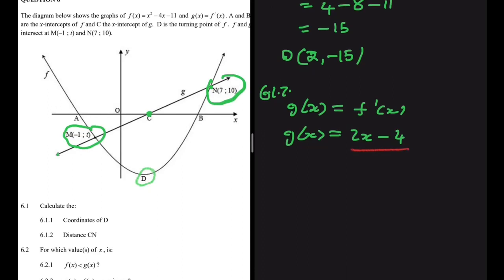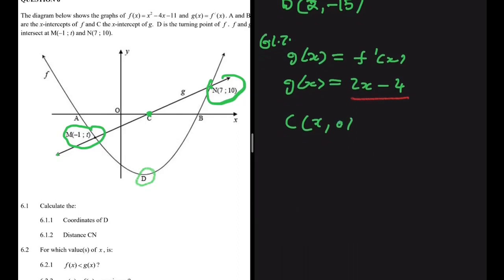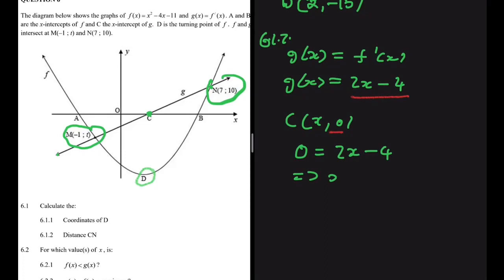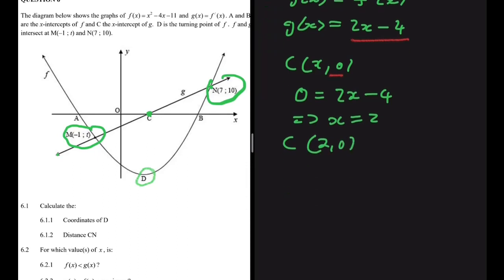We want the coordinates of C. So for C, we have an x coordinate that we don't know and a y coordinate of 0. So if we substitute 0 in place of y, we're going to be able to find the corresponding value of x. So let's just go ahead and do that. We're substituting into g of x, so 0 will be equal to 2 multiplied by x minus 4. It's easy to see that x should be equal to 2. So for C, we have coordinates 2 and 0. So we have the coordinates of C.